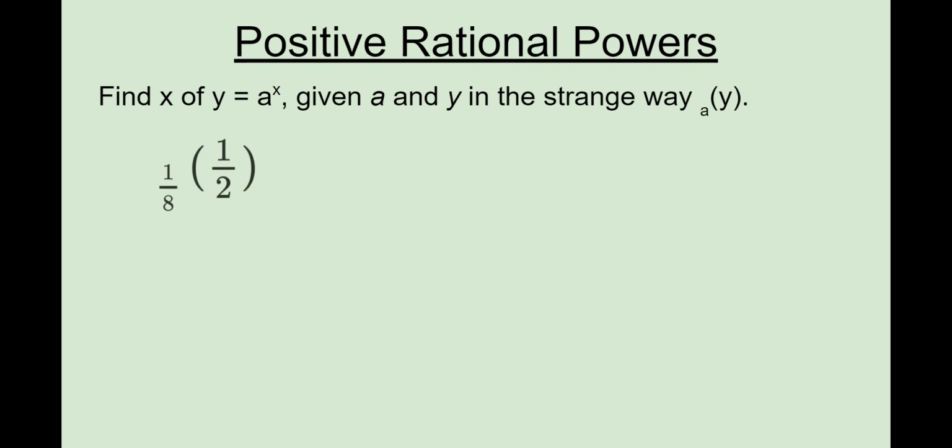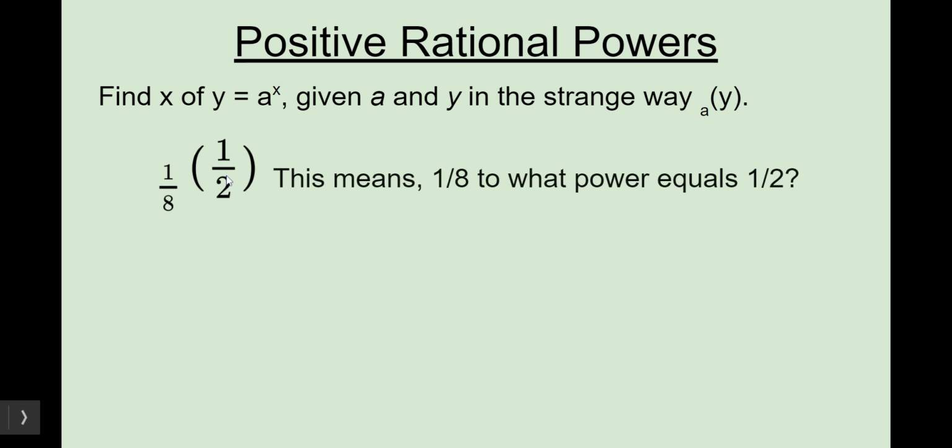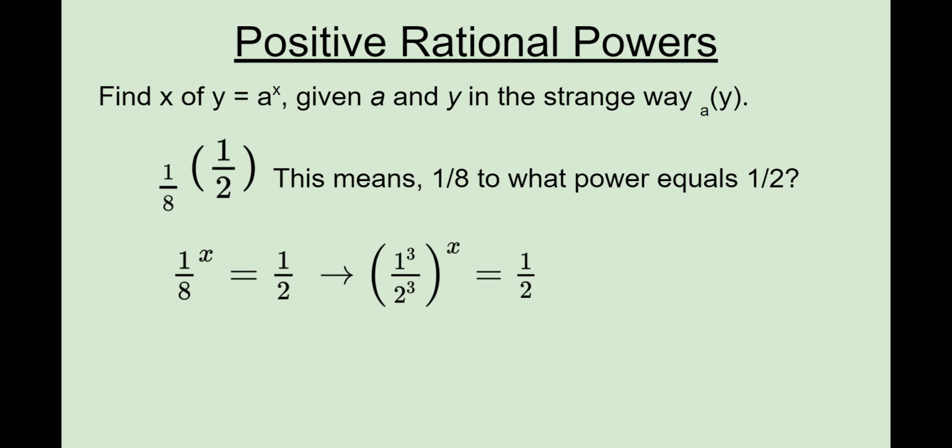Okay, let's try another one. So now I have 1/8 as a subscript and then 1/2. So this means, right, that weird notation means 1/8 to what power equals 1/2. Let's set up our exponential equation. And now I know 8 is 2 cubed. So this is the same thing as cubes. So I get 1/2 to the 3x, right? Because 1 cubed is 1, 2 cubed is 8. So there you go. Now I have like bases, 1/2, 1/2.